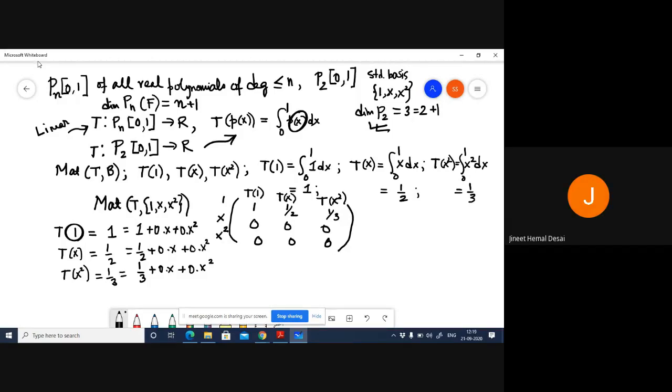Sir, how are we writing the vectors? When we do T of something, it maps to the range of the linear transformation. So how can we represent the range of the linear transformation in terms of the basis of the domain? So what is the matrix of the linear transformation? You have three elements here, right? You have three elements in your vector space P2[0,1], right? How do you express your linear transformation?